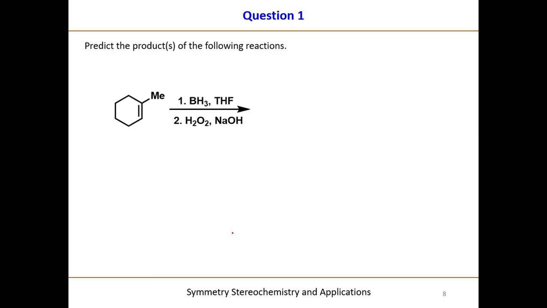For the first condition here, we have borane in THF. That means it's a very dry condition. So what will happen? Anyone? Yeah, borane will attack this double bond. So how will it attack? Anyone? First tell me, will it give a Markovnikov or anti-Markovnikov product?